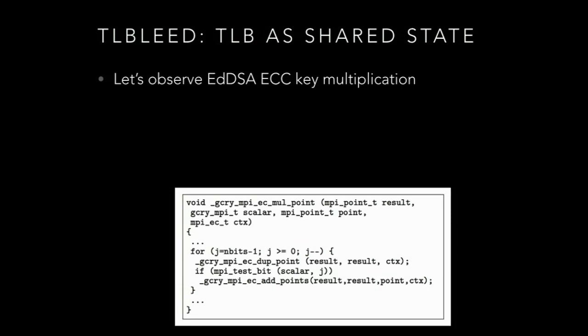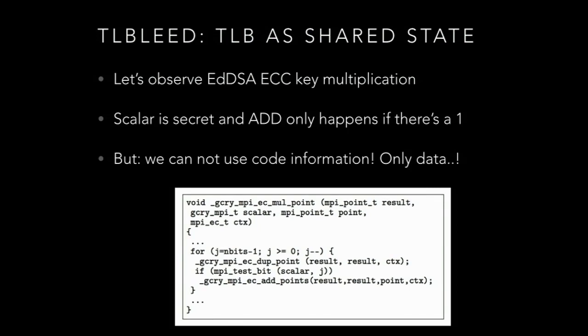Okay, let's try and use this knowledge to attack this not side-channel safe function that we found in libgcrypt, just as an example to show, can we use the TLB for stunts like this? So again, we see that the secret value of the scalar determines the control flow path. Only if it's 1, we do this addition, otherwise we do not do this addition.